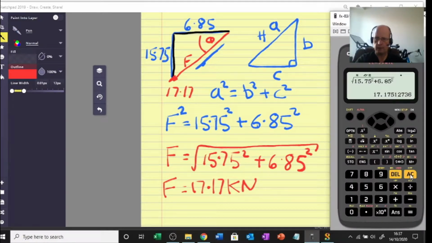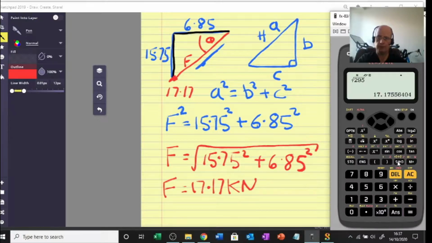Now, let's just do that again, a different way. You can just do 15.75 squared, then plus 6.85 squared. That gives me 295. I'll just round that up. So 295, and then square root of 295, just to see if I'm right.